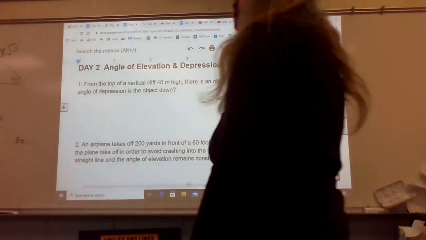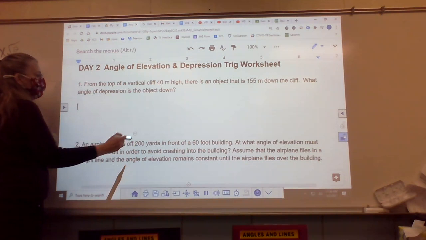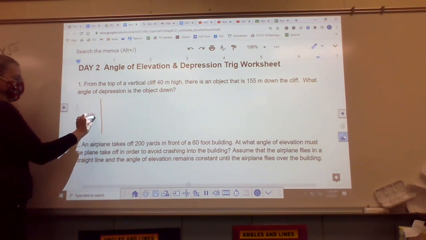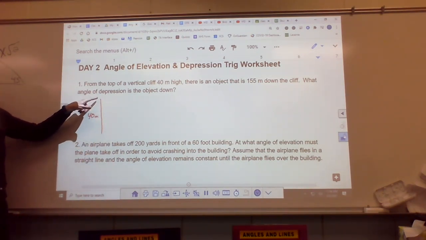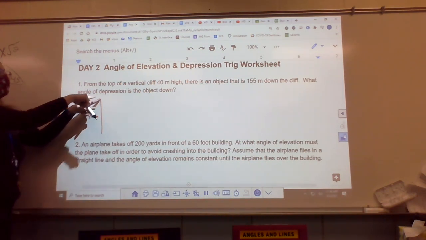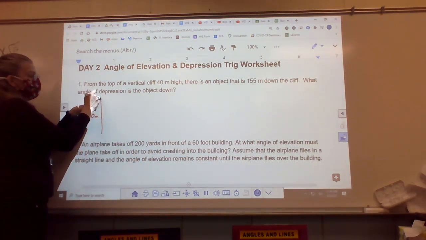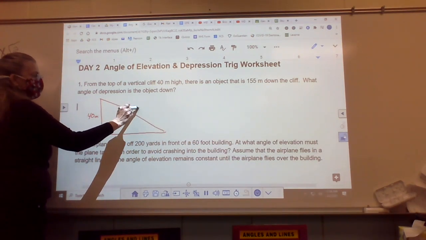So number 1, it says from the top of a vertical cliff 40 meters high, there's an object that's 155 meters down the cliff. What angle of depression is the object down? So I've got a 40 meter high cliff. So that's 40 meters. Now, like I said, I didn't word this real well. There's somebody kind of standing up here looking down at an object down in the cliff. From where they're standing to the object is 155 meters.